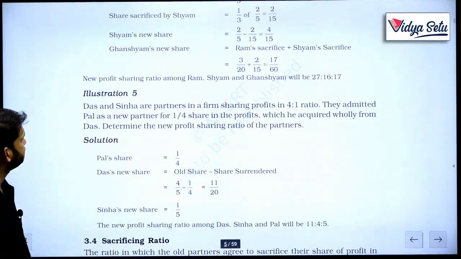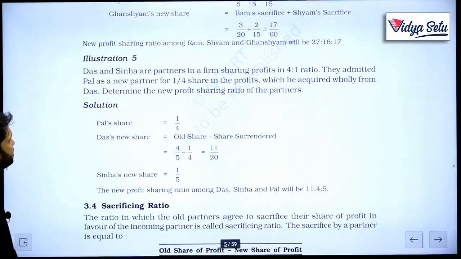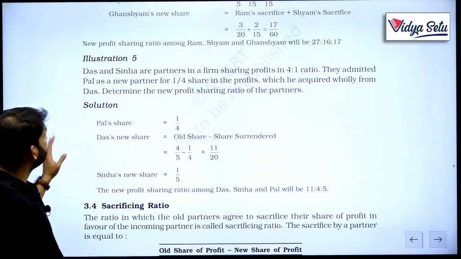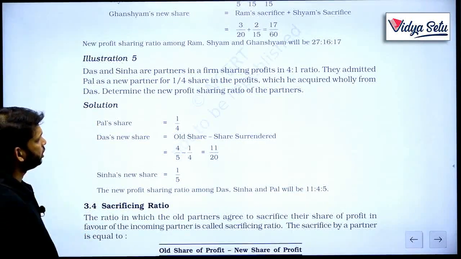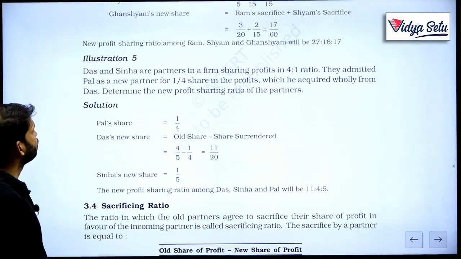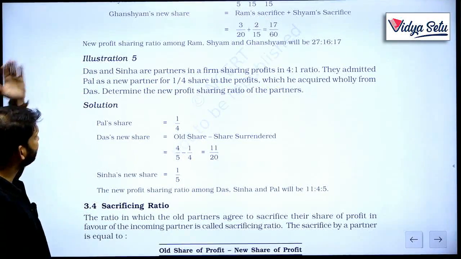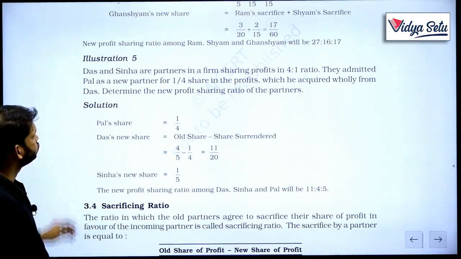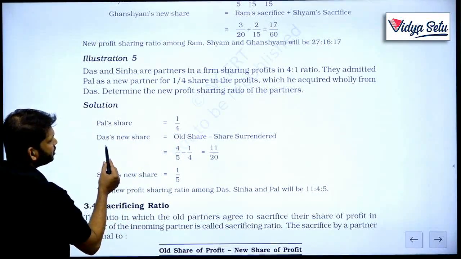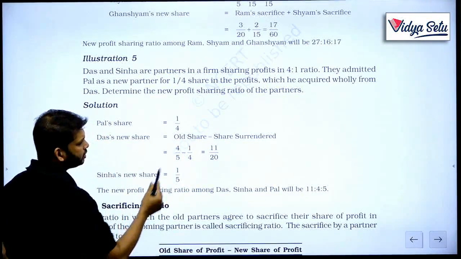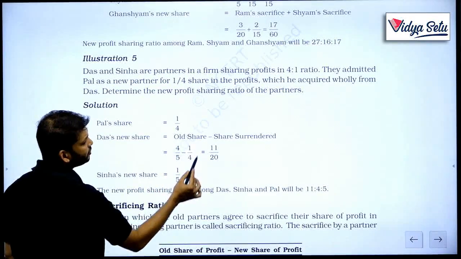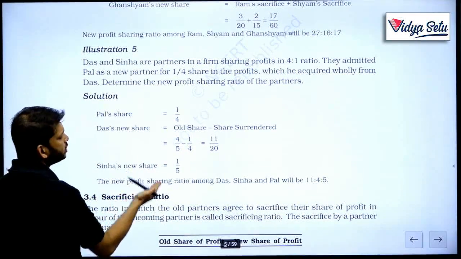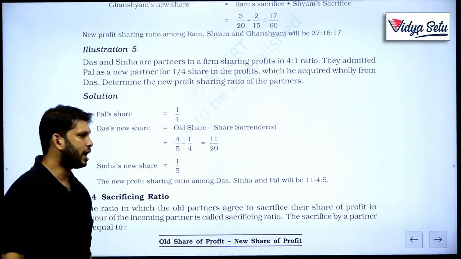And the last illustration is Das and Sinha are partners in a firm sharing profits in the ratio 4:1. They admitted Pal as a new partner for 1/4 share in profits, which he acquired wholly from Das. So Sinha is not sacrificing at all. He got this entire 1/4 share from Das only. So Pal's share is 1/4, and Das's new share is old share minus whatever he surrendered. His old share was 4 upon 5, and he is giving the entire 1 upon 4. So his remaining is 11 upon 20. Sinha's share is unchanged because he is not sacrificing at all.